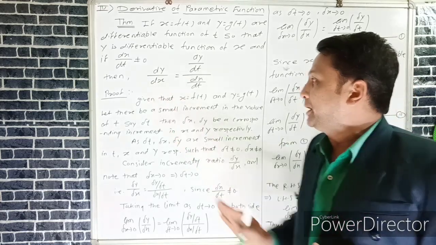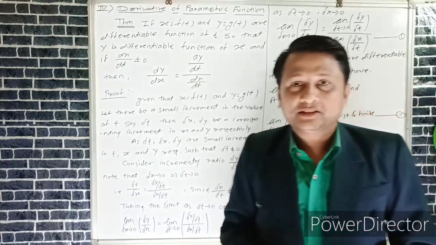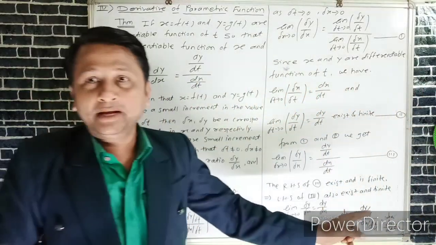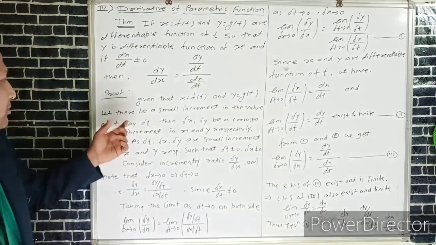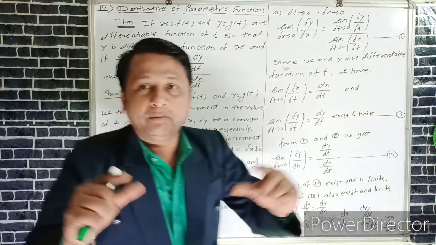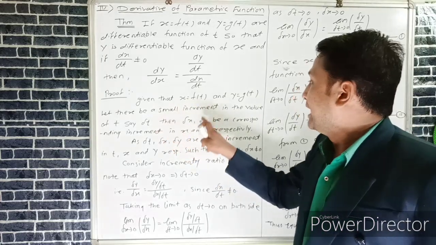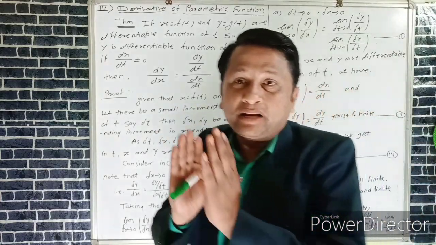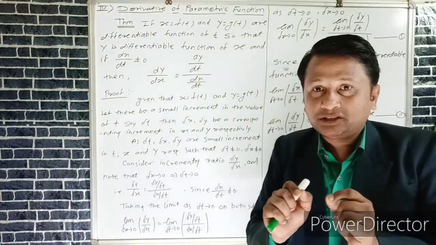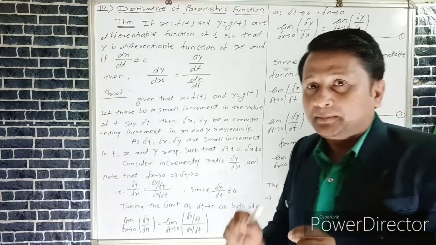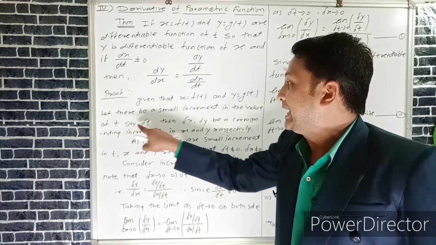The proof of this parametric function is as follows. By the given condition, we have the parametric functions x is equal to f of t and y is equal to g of t. There will be a small increment in the value of each: if the function is x, its small increment is del x; if the function is y, its small increment is del y. Since t is a parameter, the small increment in the value of t is del t.